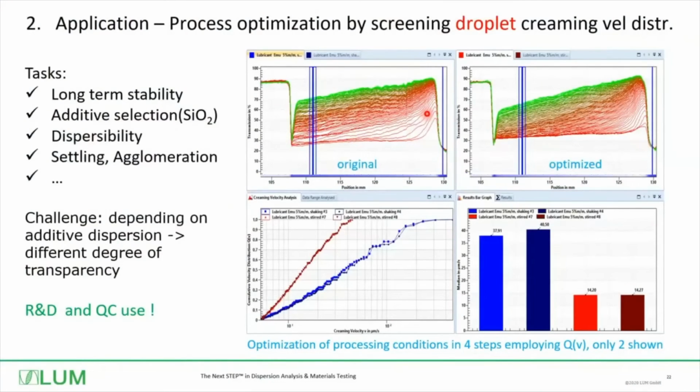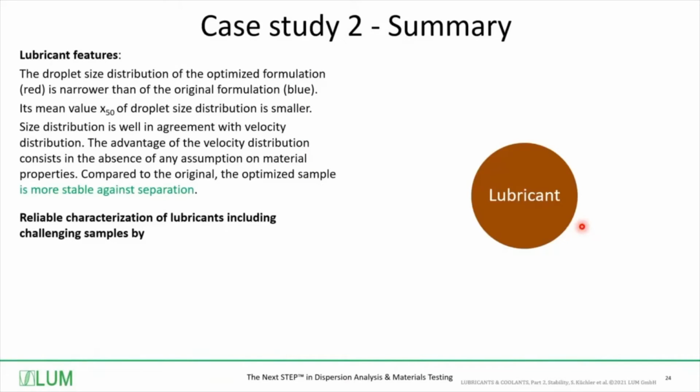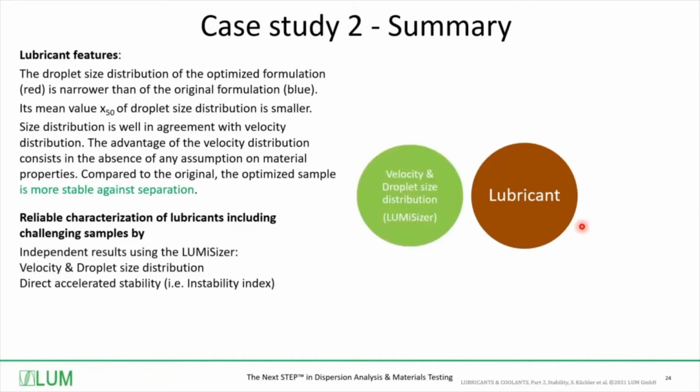When we compare the left and the right sample, we see that the spacing between the profiles is much, much larger. And this spacing is a direct measure of the separation velocity of the individual fractions of particles. As both pictures have been recorded under the same conditions, we can say that if the spacing in the profiles is larger, there must be droplets of higher migration velocity in the left sample compared to the right sample. So we can do a reliable characterization of lubricants, including challenging samples, by different procedures.